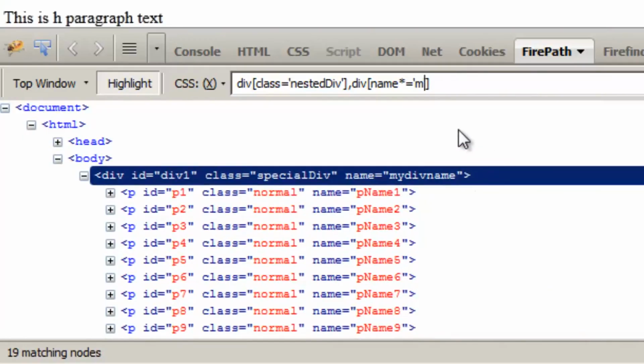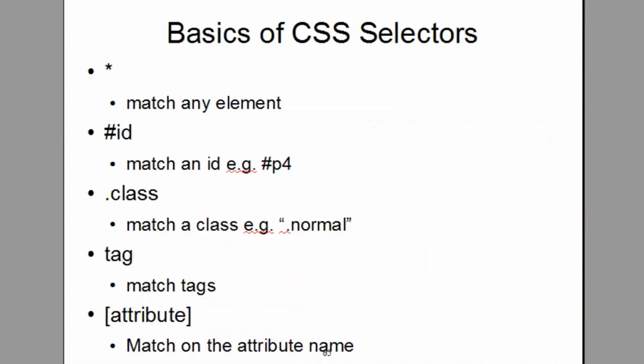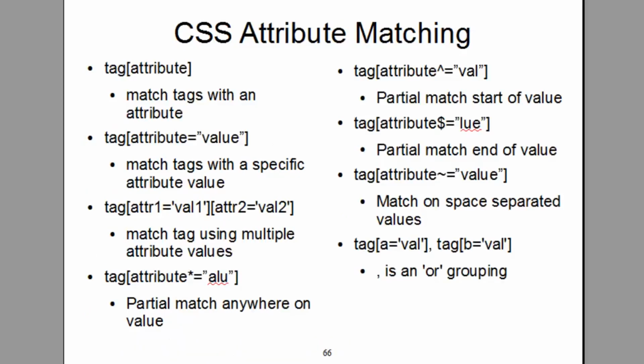So that's a fairly brief overview of some of the main CSS selectors you're going to use. Asterisk, any element, hash for an ID, dot for a class name. You can match any tag, p, anchor, div, whatever else they've got. You can use the square brackets for attributes, and then within the attributes you can extend it to match on the value of those attributes as well.